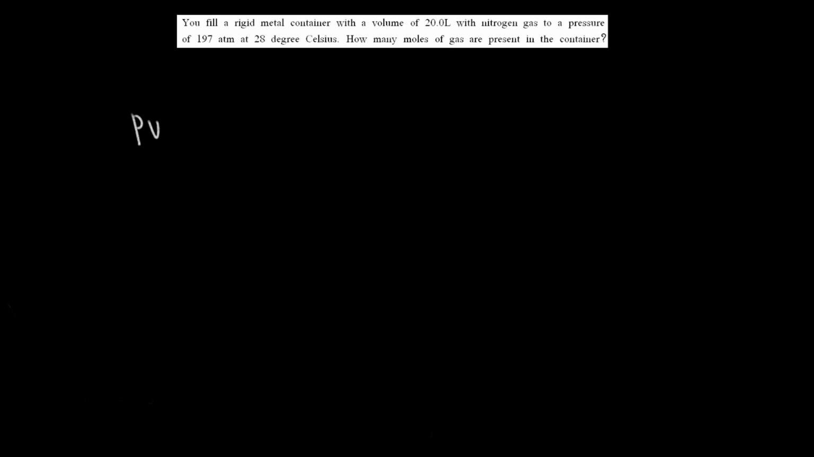Let's write down our formula. PV is equal to nRT. Now, we want to calculate for n, so I can simply divide both sides by RT. Let's rewrite for n. I like to write my equations with whatever I want to solve on the left-hand side and my calculations on the right-hand side. So in this case, we have n = PV over RT.